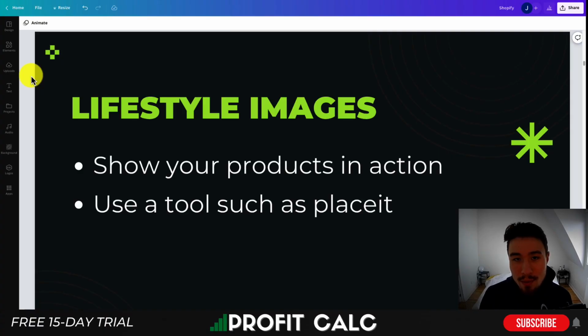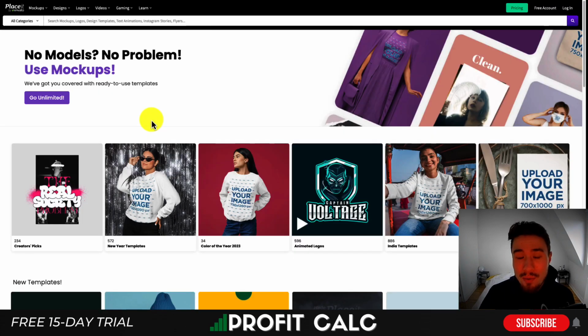Let's dive into our first tip here, and that's going to be to have lifestyle images. Show your products in action. I know I really struggled with this with my first print-on-demand store. I even ordered some shirts and took my own photos, but I ran out of it because I only had a few models, including myself. Most of my content was just mockups, which aren't great for marketing.